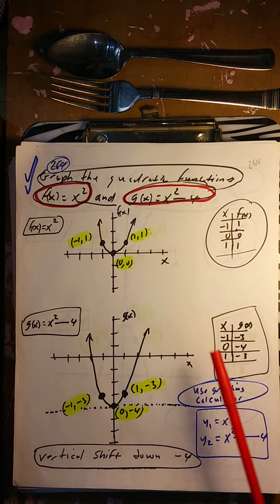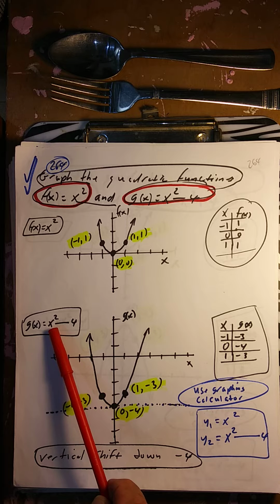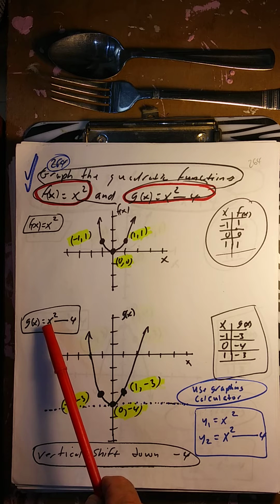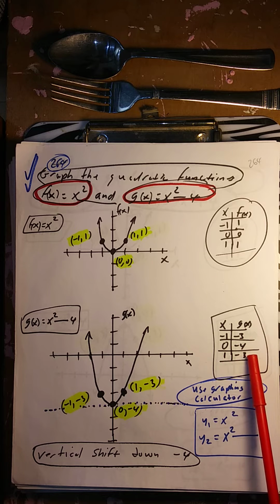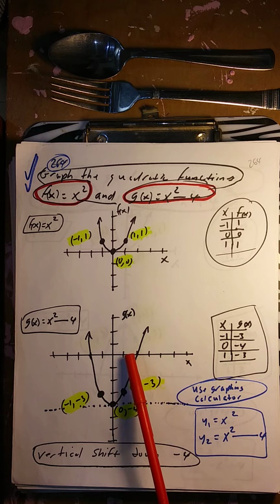Now, what's going to happen is when you put x squared minus 4, it's going to shift this graph. How's it going to go? Well, let's put the negative 1 in there. If you put negative 1 here, negative 1 squared is 1, so you're going to get negative 3. At 0, you're going to get negative 4. And at 1, you're going to get negative 3. So these points are negative 1, negative 3; 0, negative 4; and 1, negative 3.